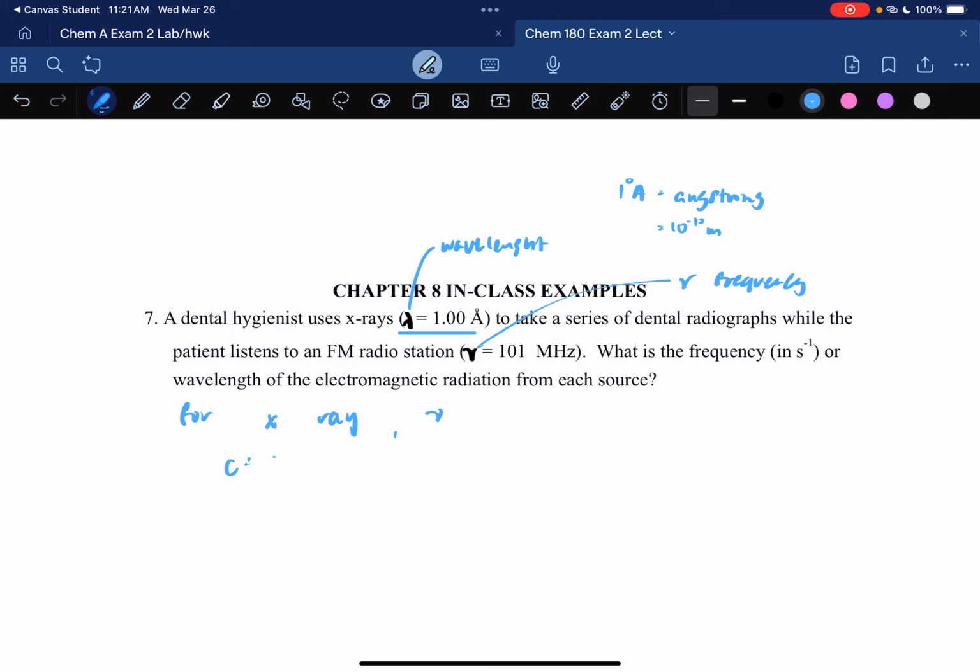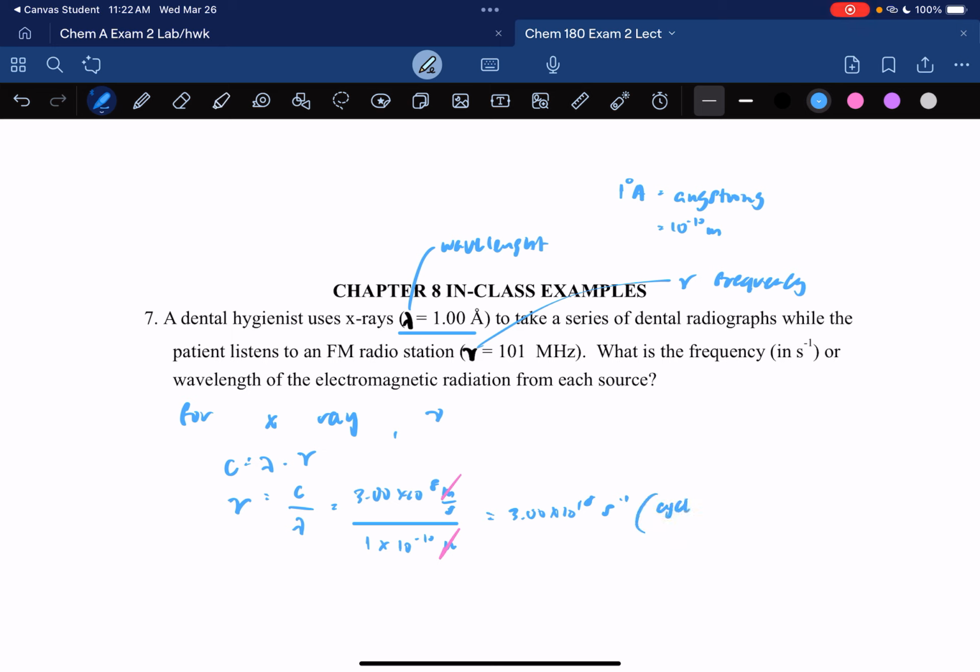Second to the minus 1. So that value turned out to be 3.00 times 10 to the 18 cycles per second. We skip the cycles, and cycles per second is also called hertz. So that is 3.00 times 10 to the 18 hertz, Hz. So you should be able to do the FM station.